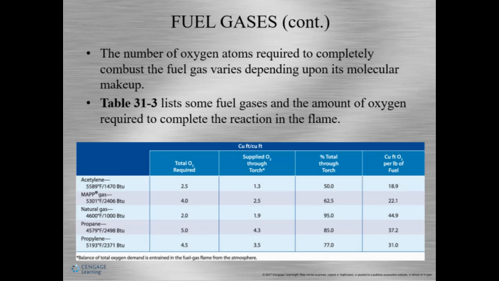The number of oxygen atoms required to combust the fuel gas varies depending on the makeup of the fuel gas. We can see from the chart that acetylene and natural gas use the least amount of oxygen for combustion. For acetylene, we need 2.5 oxygens. For natural gas, we need 2. It's actually pretty cool, right?